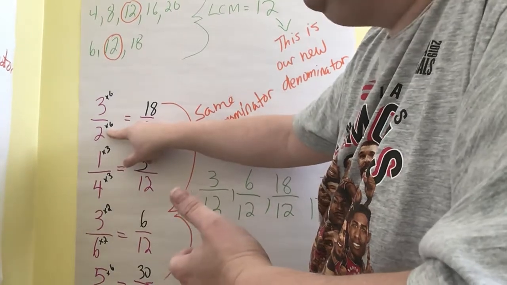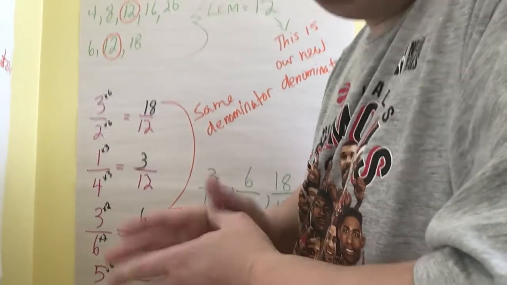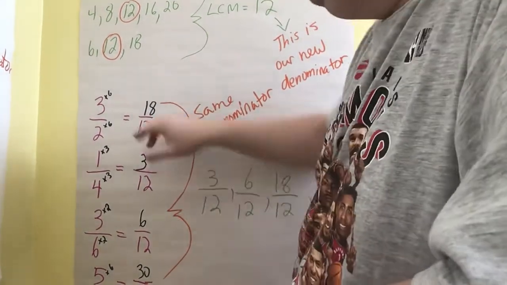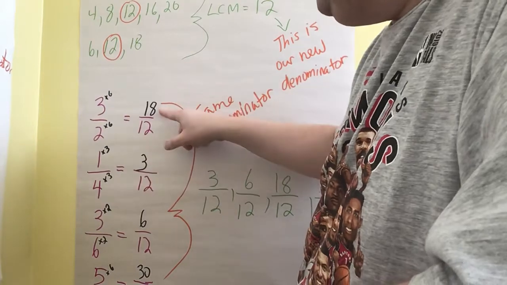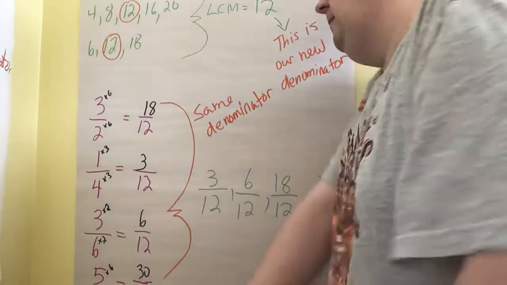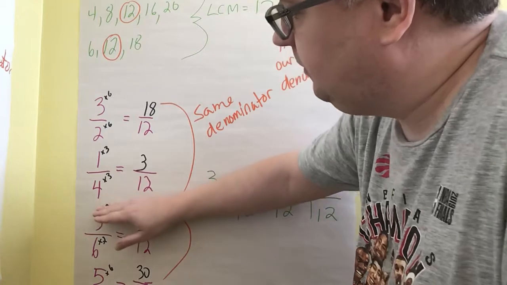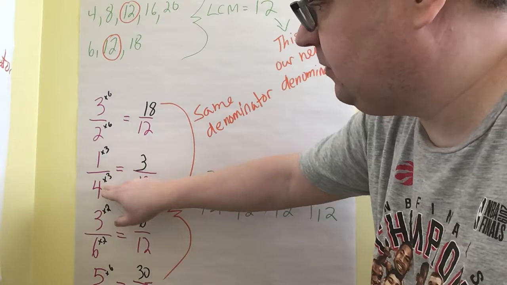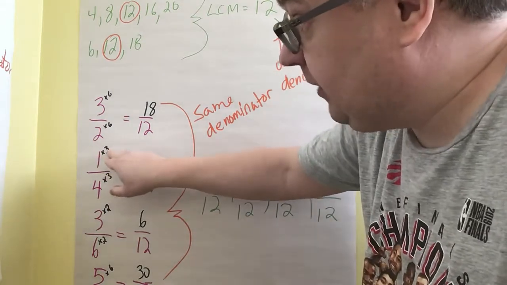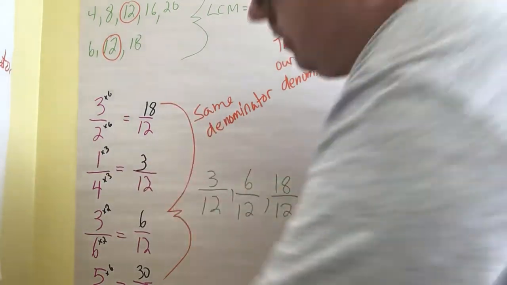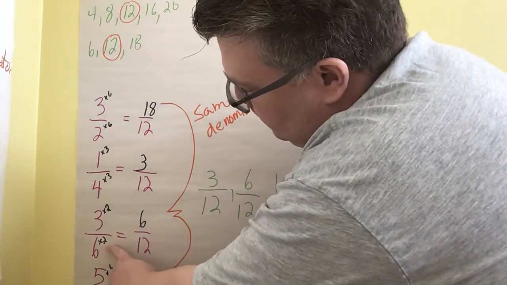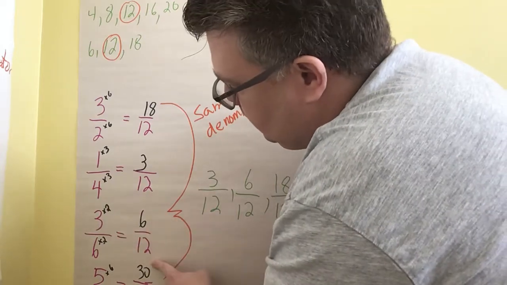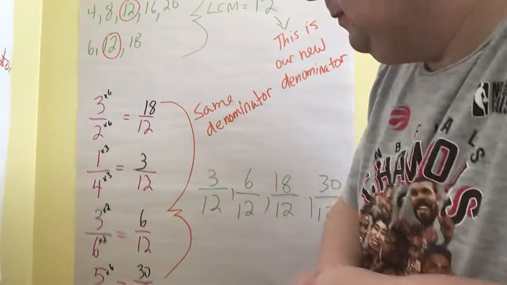And it's 6. And the big rule you need to remember is what you do to the denominator, you have to do to the numerator. So I multiply 3 by 6, giving me 18 over 12. And as we continue, 4, what do I multiply 4 by to get 12? It's 3. Multiply the numerator by 3, 3 twelfths. 6 times 2 will give me the 12. Multiply 3 by 2, I get 6. So the new equivalent fraction is 6 over 12.